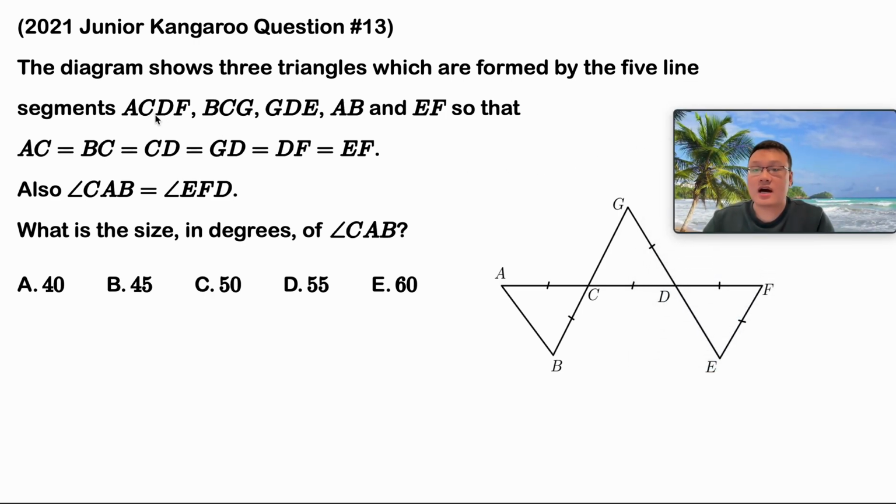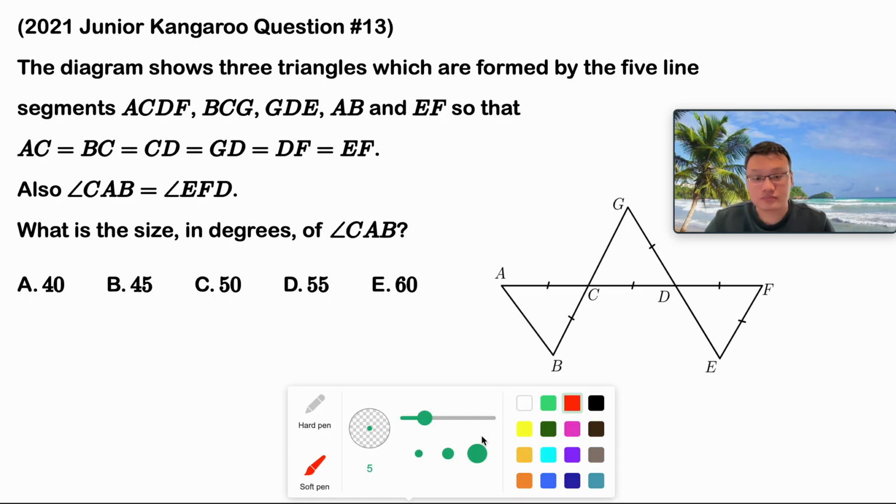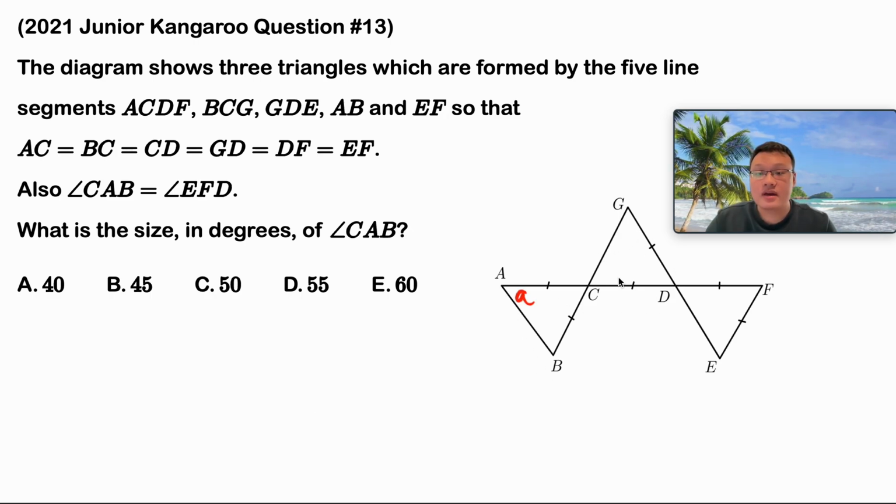As for this question, the diagram shows 3 triangles which are formed by the 5 line segments, so that AC equals BC, CD equals GD, DF equals EF, and also CAB equals EFD. So let's find CAB, let's call that A. And then EFD will be this one. It's also A, right? You need to find the size of CAB. So basically, you need to find the size of A.